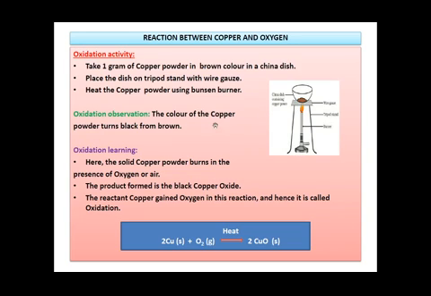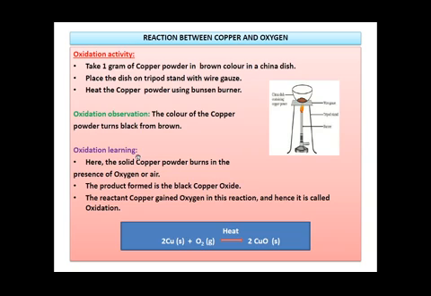So what observation is seen? The color of the copper powder turns black from brown. Initially it was brown in color. As the heating continues, the color changes from brown to black.